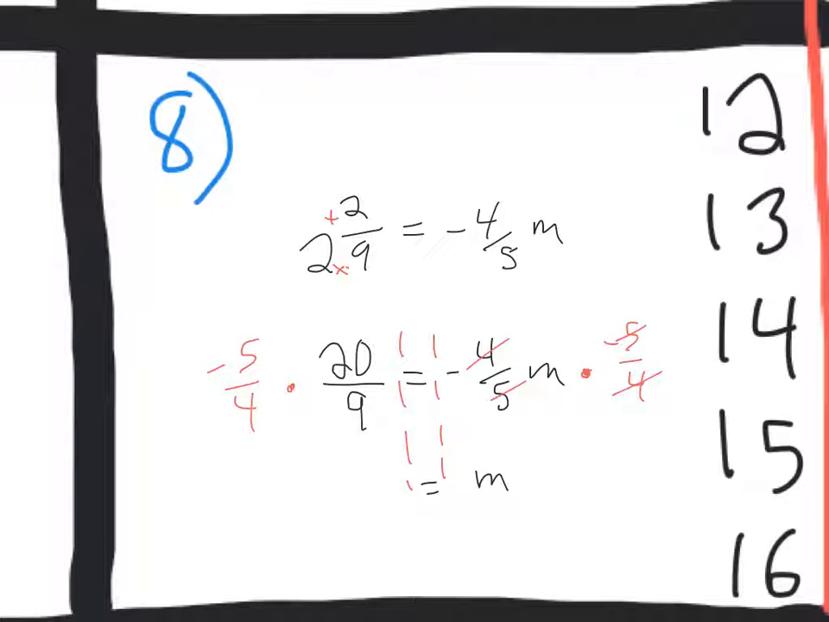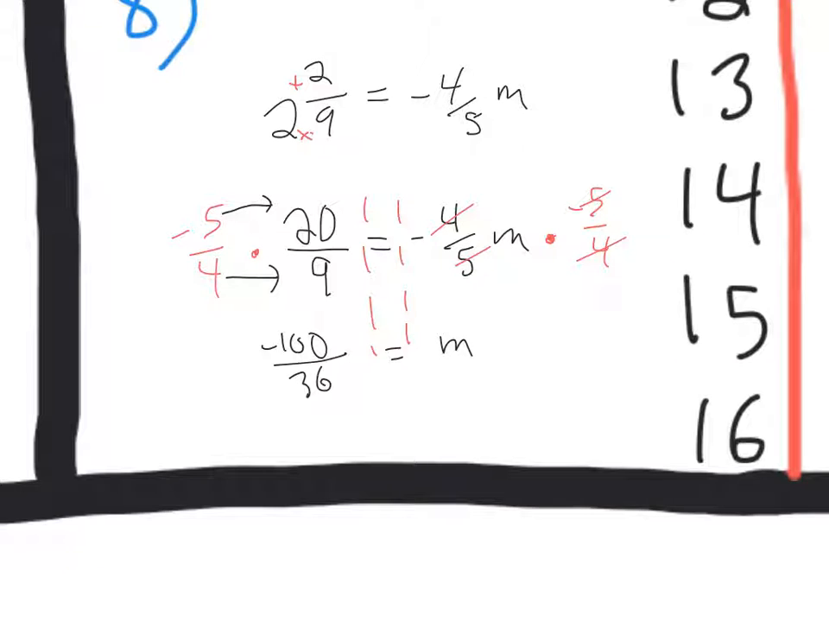And when I multiply straight across the top, straight across the bottom, I get negative 100 on top and 36 on bottom. We can simplify that a little bit, dividing the top and bottom by 4. There we go. And you should get negative 25 over 9. And that's fine to leave it just like that. I will definitely accept that answer as an improper fraction.